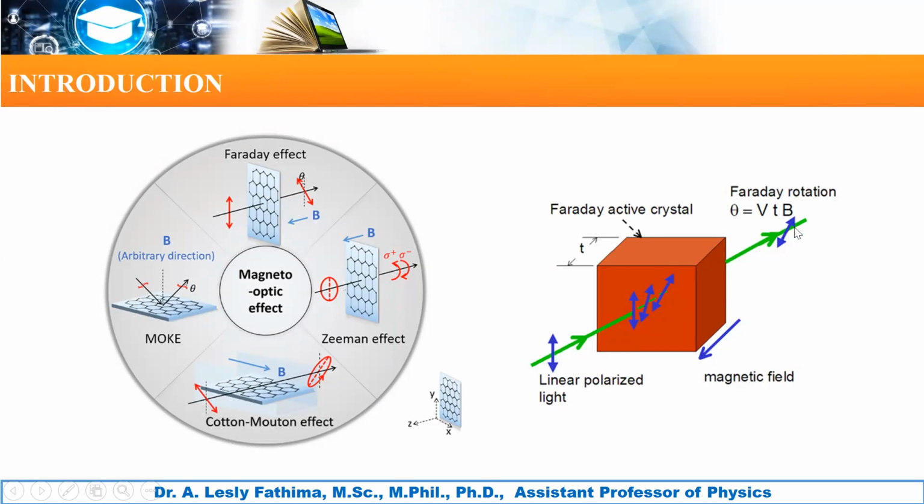The relation between the angle of rotation of the polarization theta and the magnetic field in a dielectric material is theta equals V B t, or V B L. Sometimes they use L instead of t. B is the magnetic flux density, t is the length of the path, and V is the constant of proportionality called Verdet's constant.